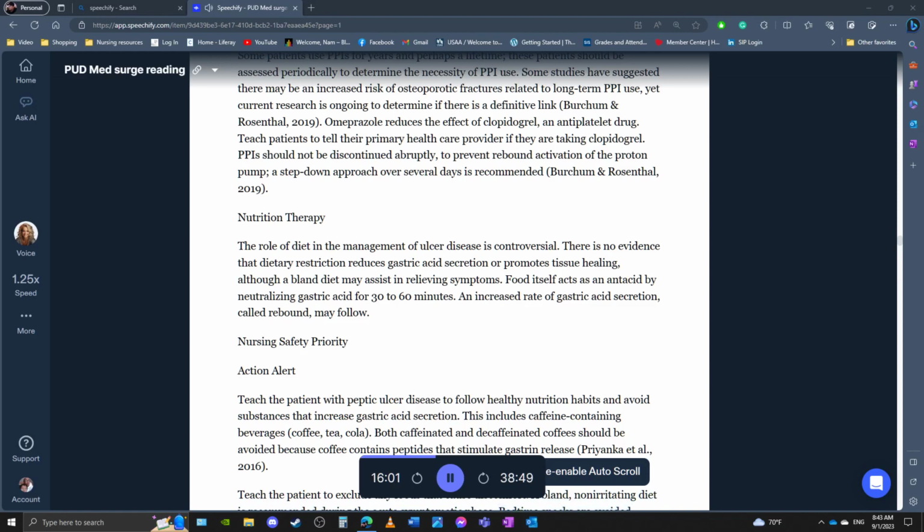Eating 6 smaller meals daily may help, but this regimen is no longer a regular part of therapy. No evidence supports the theory that eating 6 meals daily promotes healing of the ulcer. This practice may actually stimulate gastric acid secretion. Patients should avoid alcohol and tobacco because of their stimulatory effects on gastric acid secretion.